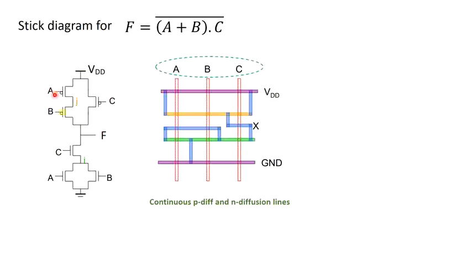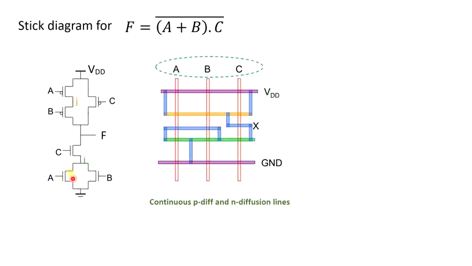Okay, what about this pull-down network? For the pull-down network, the output is connected with the drain terminal of C. The other terminal of C is connected with the drain terminals of both A and B. That is, the other terminal of C is connected with the drain terminal of B, that is fine, and the other drain terminal of transistor A.